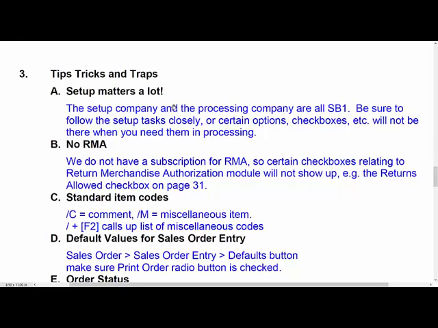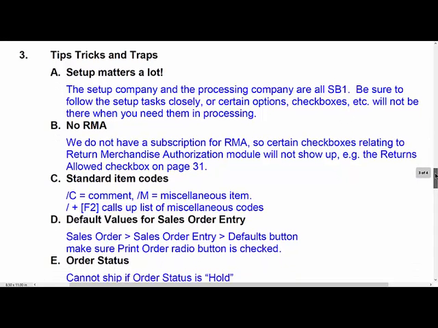You want to go through carefully and do every single setup activity that's listed, and otherwise things won't be there when you need them. Also, we don't have a subscription for return merchandise authorization, so sometimes a checkbox like returns allowed, for example, that shows up on page 31 won't be there because we just don't have it.